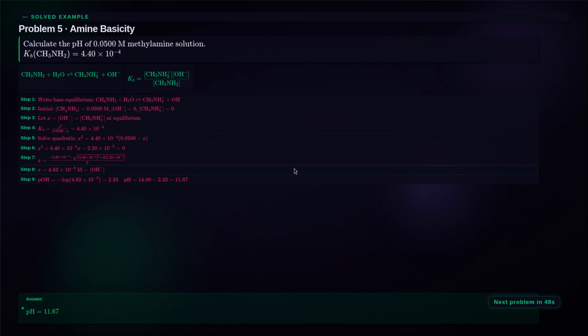Step 8. pOH equals negative log of 4.63 times 10 to the minus 3, which is 2.33. Step 9. pH equals 14.00 minus 2.33, which equals 11.67. The answer is pH equals 11.67.